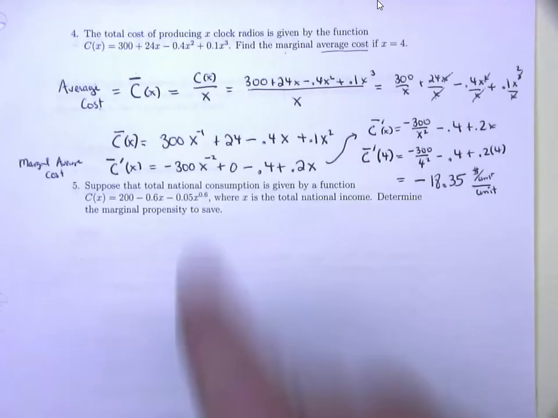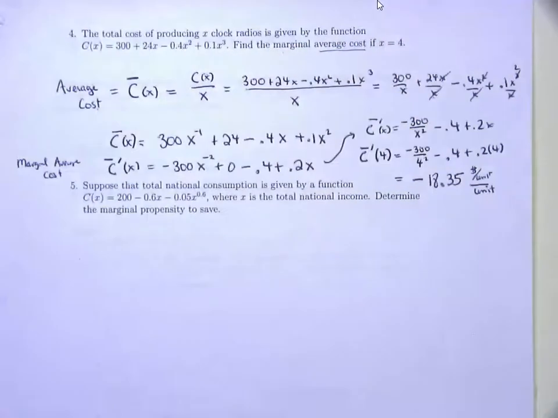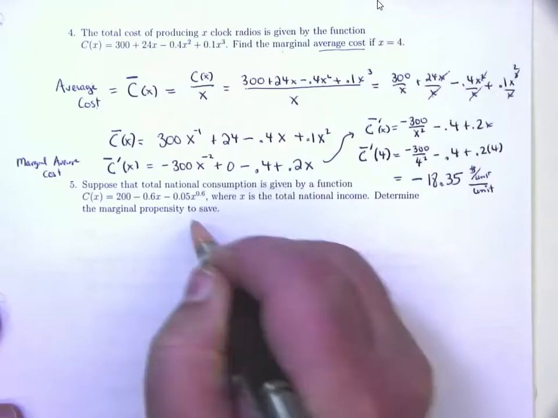And you have to know formulas. Look at the last one. It says this. Suppose the total national consumption is given by a function C of x equals 200 minus 0.6x minus 0.05x to the 0.6, where x is the total national income. Determine the marginal propensity to save.